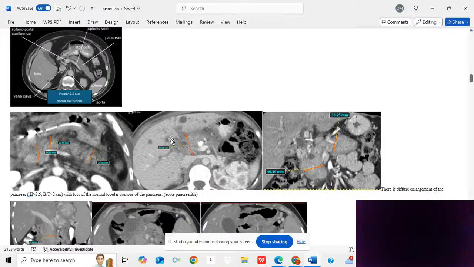Okay, so there is diffuse enlargement of the pancreas with loss of the normal lobular contour of the pancreas. As you can see here, can you see the lobular contour of the pancreas? Here's loss. So this is another sign. If you see a pancreas with loss of the lobular contour, suspect there's inflammation.